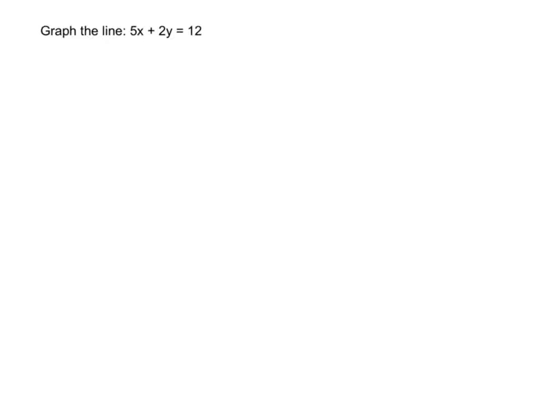This example is asking us to graph the line 5x plus 2y is equal to 12. Now remember, you can either graph a line by finding the intercepts. In this case, that's not going to work so well because if you try it, you're going to see that one of the intercepts is a whole number, one of them is not a whole number, and you can't really graph a non-whole number.